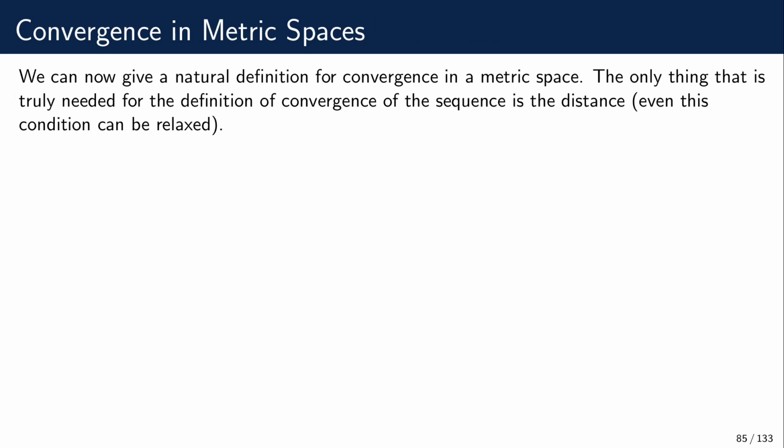So now we can generalize this quite naturally to convergence in arbitrary metric spaces, where the only thing that we have is a way of measuring distances. And this space can be very, very abstract. And even this condition of having a metric can be relaxed. What we essentially need is the notion of neighborhood or an open neighborhood, as we will see, to define convergence. And this is something very strong.